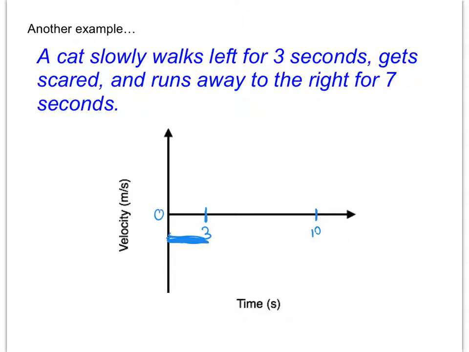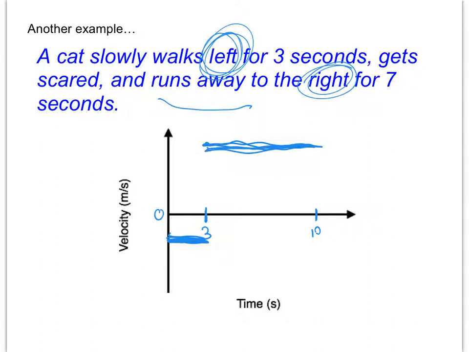Now you'll notice that it says left. Left typically means the negative direction. So left is usually negative and right is usually positive. So if it's running away, then we want to make sure that it runs away to the right. So we need to make sure that's fast. So faster means this. Okay, so our graph needs to be horizontal. And there we go. We've got a velocity versus time graph that will describe the cat's motion.